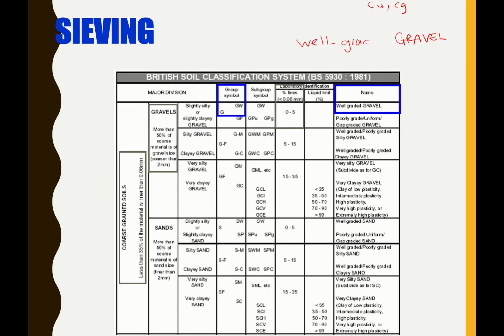To finalize how to name the soil, after you calculate and draw the soil curve, next you refer to the composition, how many percent of gravel, sand, silt and also clay, and then you do the calculation of Cu and Cg. Now referring back to the British standard, it is confirmed this soil name is well graded gravel.